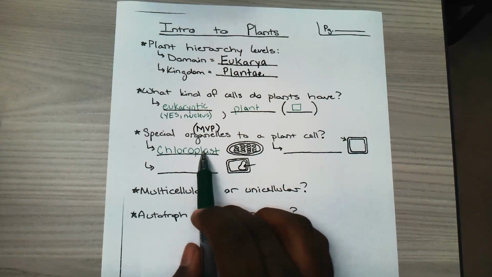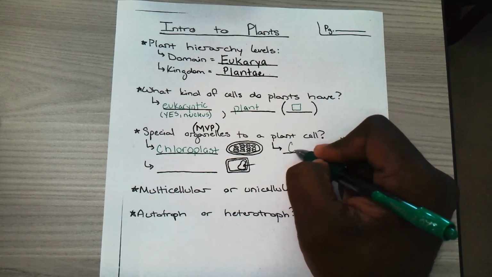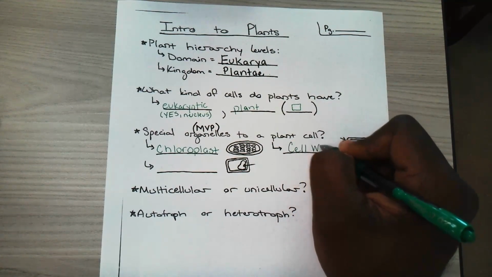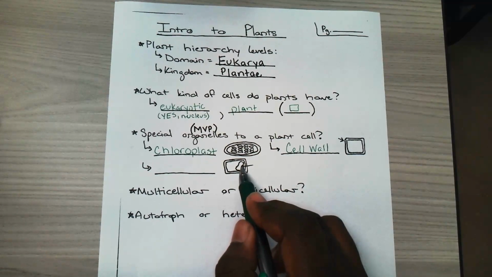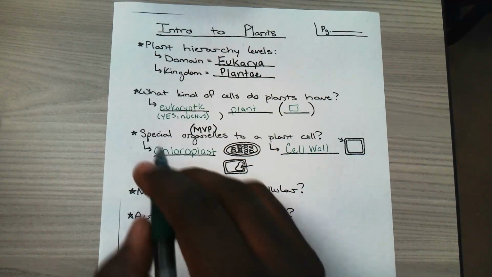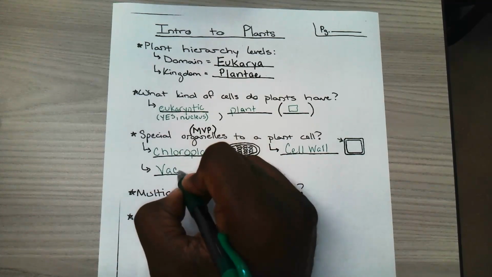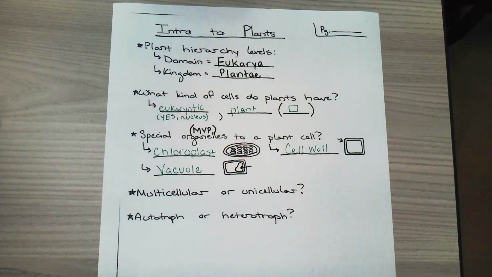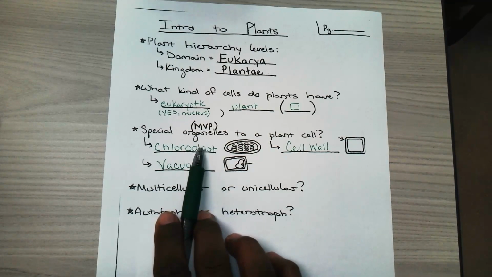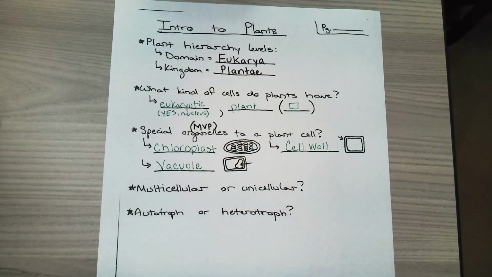So we have chloroplast, looks like this. We have the cell wall. And then our last part, where the arrow is pointing here, is what we call the vacuole. So the special organelles, the MVPs of a plant cell: chloroplast, cell wall, and vacuole.